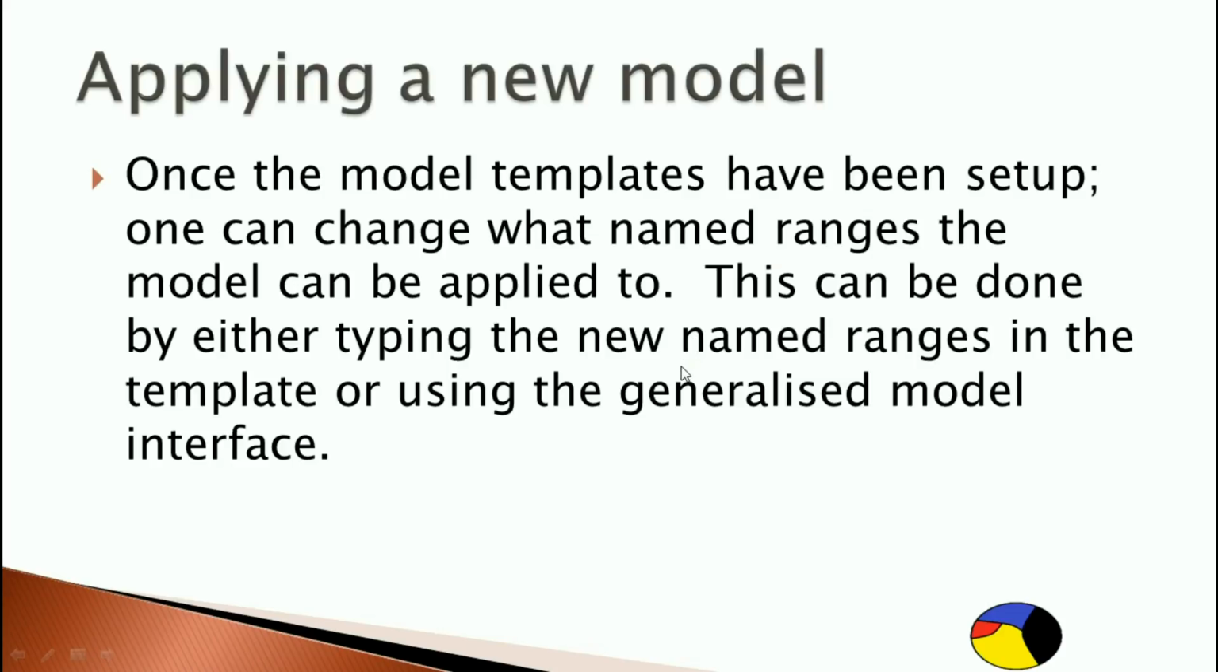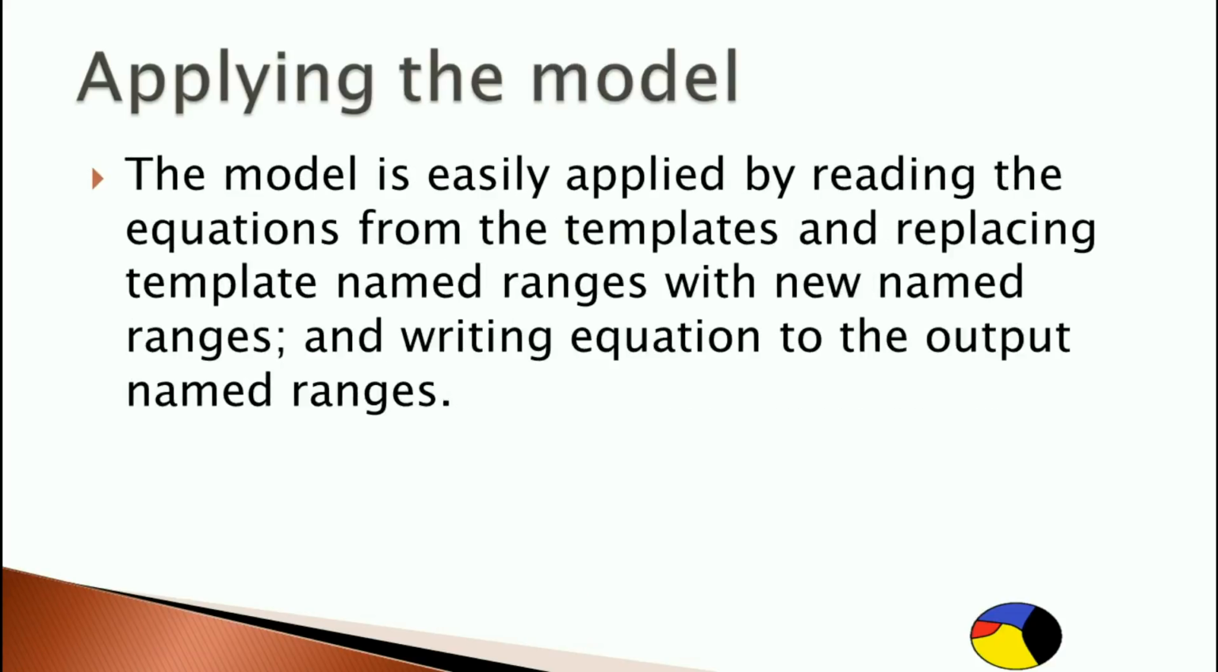We can do this by either typing the name ranges in the template or using the interface. And of course beneath this there's VBA code, so it can be done through VBA. The model is easily applied by reading the equations from the templates and replacing the template name ranges with the new name ranges and writing equations to the output name ranges.